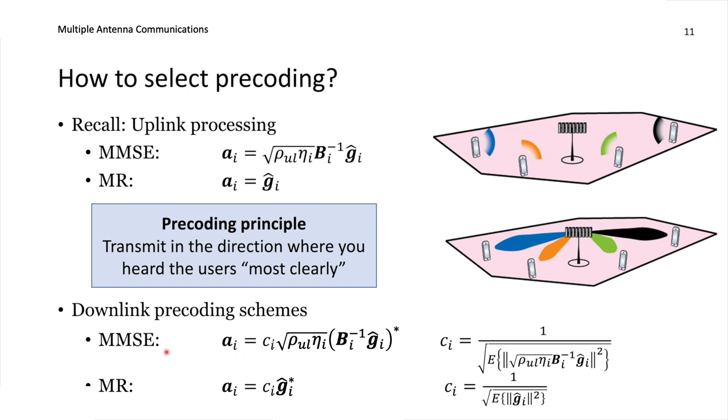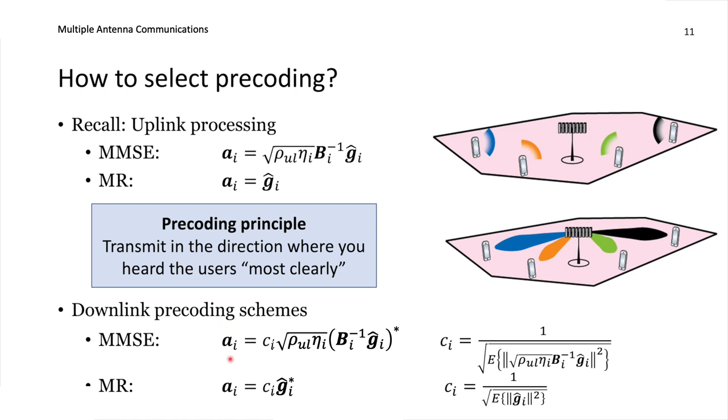And a simplified choice is maximum ratio, where a_i is equal to just the estimate of the channel, and then we need to normalize this one as well, so that a_i has a squared norm which on the average is equal to 1. And with the same principle, we put c_i equal to 1 divided by the square root of the expected value of the squared norm of ĝ_i. In that way, a_i points in the same direction as the channel estimate, but we are making sure that on the average it is a unit norm vector.